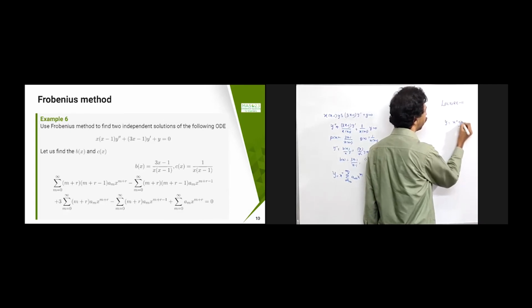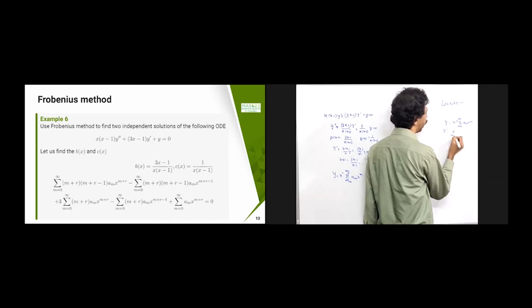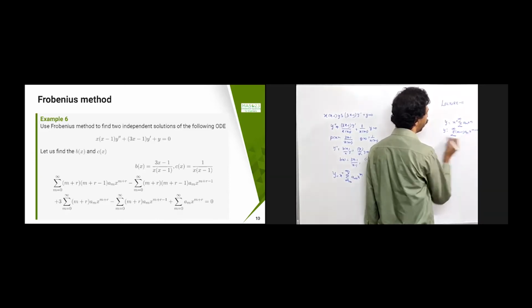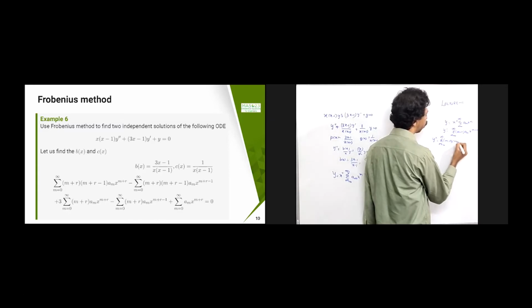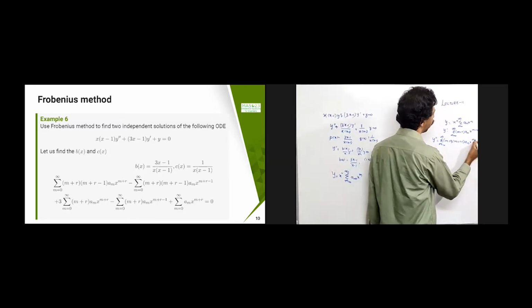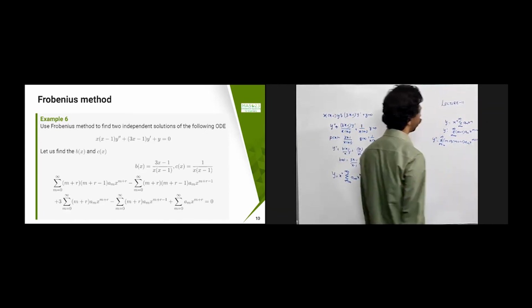So again, we will keep remembering this one: y equal to x power r times the summation over m equal to 0 to infinity of a_m x power m. y dash becomes the summation over m equal to 0 to infinity of (m plus r) a_m x power m plus r minus 1. y double dash is the summation of (m plus r)(m plus r minus 1) a_m x power m plus r minus 2. Sorry, r minus 1 here, r minus 2 here.